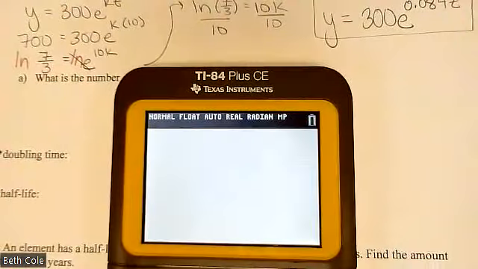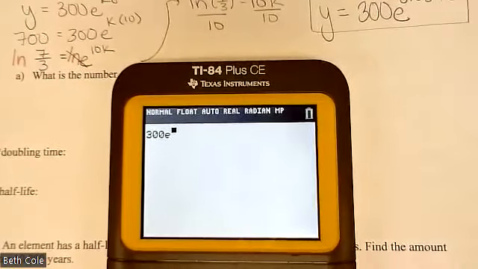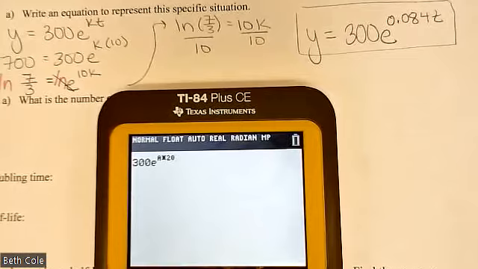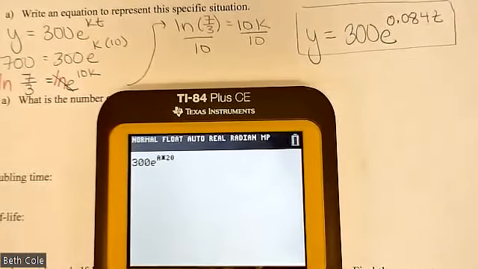So here's what this should look like when you type it in. 300E. And how do you make the E show up? Second ln. And then alpha A for your stored decimal times 20. And that will give you your amount of bacterium.